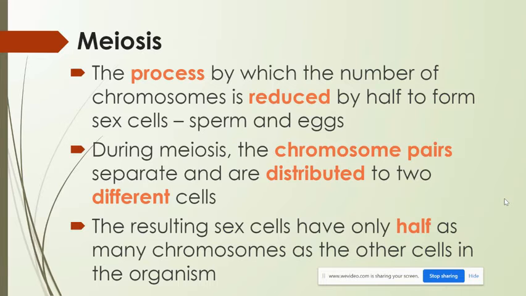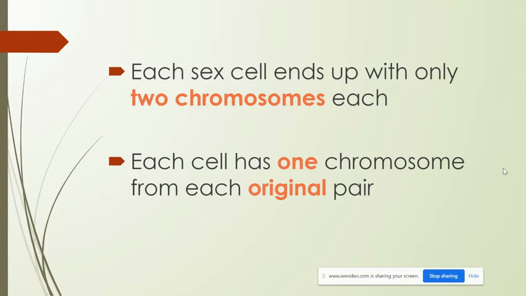Through this process, we'll get into a little bit more. But meiosis is similar to mitosis because it follows a similar process of prophase, interphase, metaphase, anaphase, telophase, and things like that. But it repeats itself and goes through that process 2 times to help divide out the chromosomes. So each sex cell then ends up with only 1 chromosome from each original pair. So again, 1 from the female parent and 1 from the male parent.